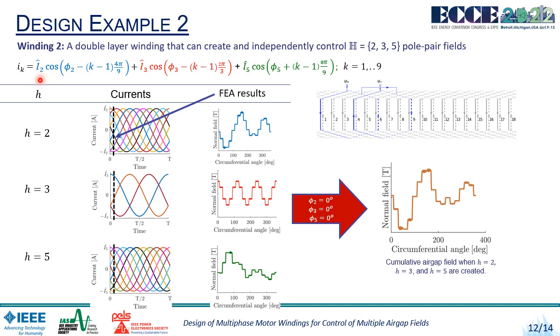So the component in blue controls the two pole pair field, the component in red, which is I3, controls the three pole pair field, and I5, the green component, controls the five pole pair field. When all these three components are injected together in the stator current, at phi2 equals 0 degrees, phi3 equals 0 degrees, and phi5 equals 0 degrees, the air gap magnetic field, which contains the two pole pair, three pole pair, and five pole pair components, is plotted here.